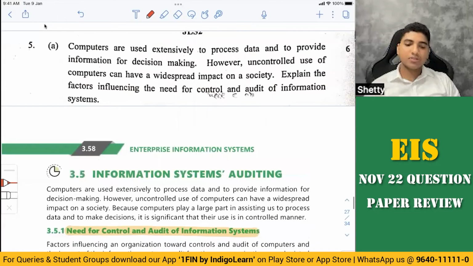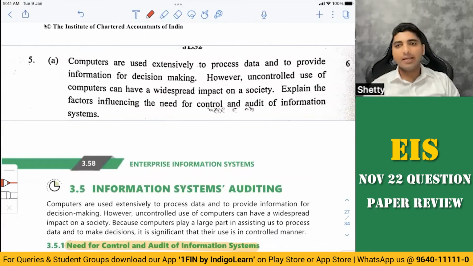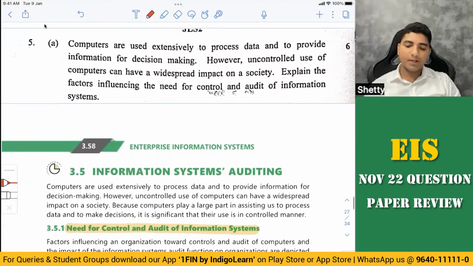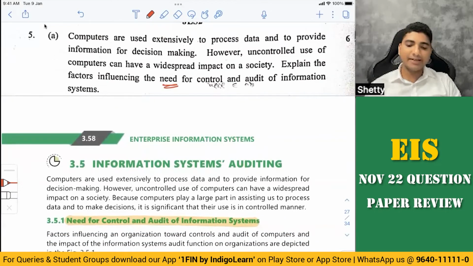Let us go to the next question that is available, that is question number 5A. So let us look at the question. It says computers are used extensively to process data and to provide information for decision making. However, uncontrolled use of computers can have a widespread impact on a society. Explain the factors influencing the need for control and audit of information systems. So here they are talking about what is the need.